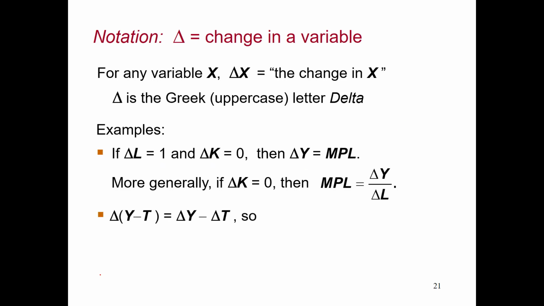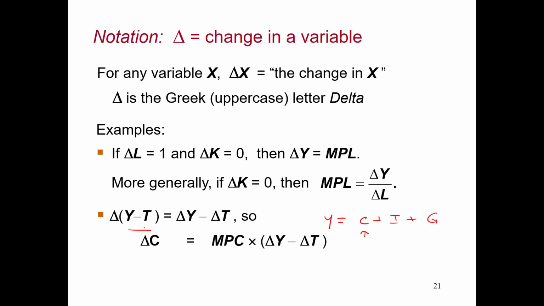Next, let's think of consumption. So here we're thinking of y is equal to c plus I plus g. We want to think about the change in c. Well, the change in consumption, c, depends on the change in disposable income. Disposable income is y minus t. So delta of (y minus t) is equal to delta y minus delta t. So when we have a change operator, delta, we can expand the brackets.